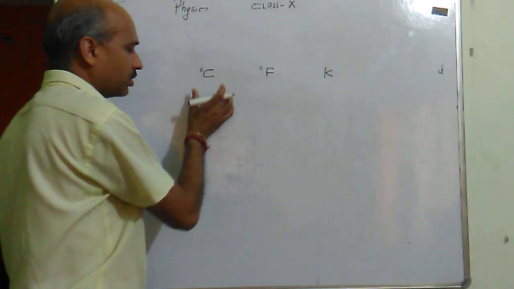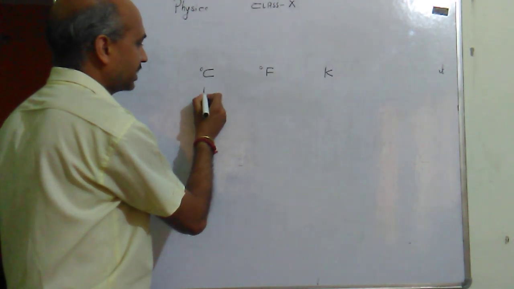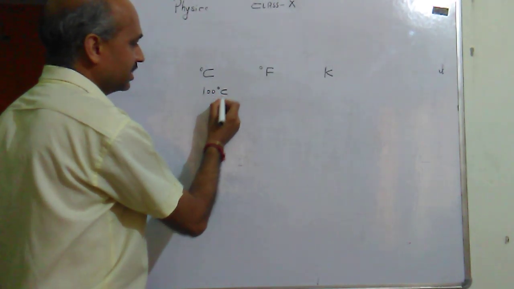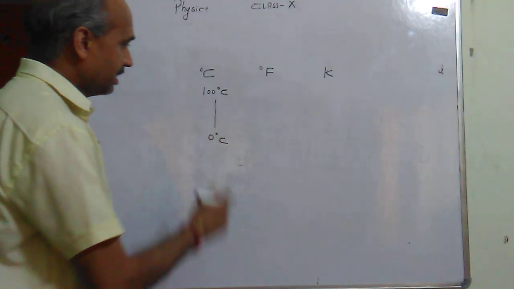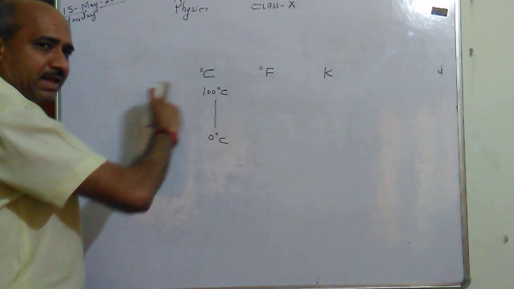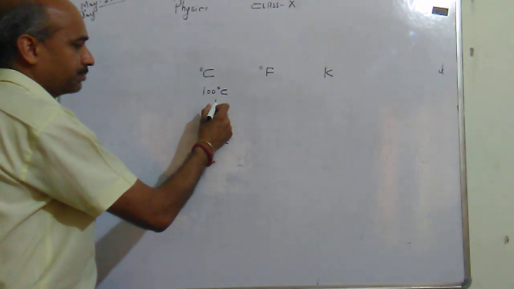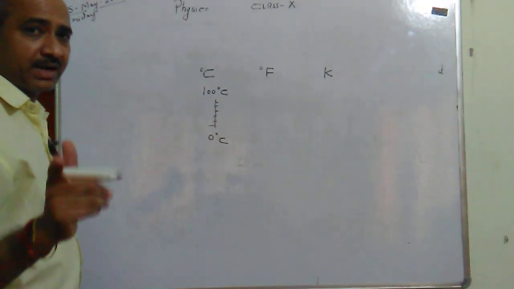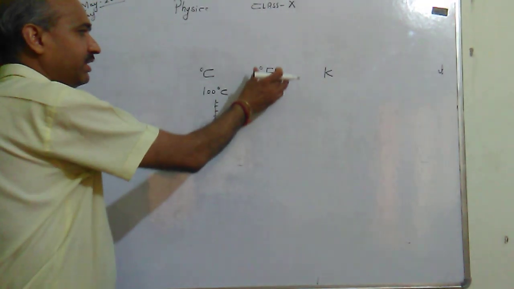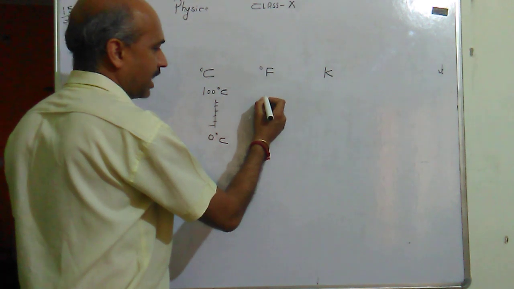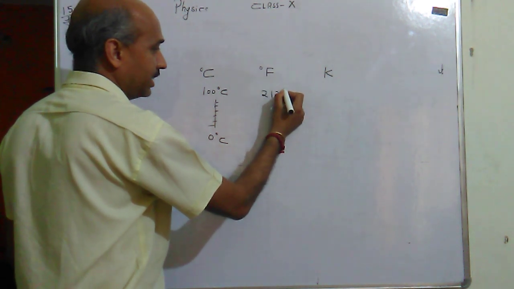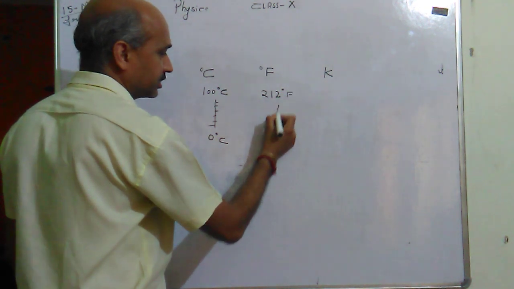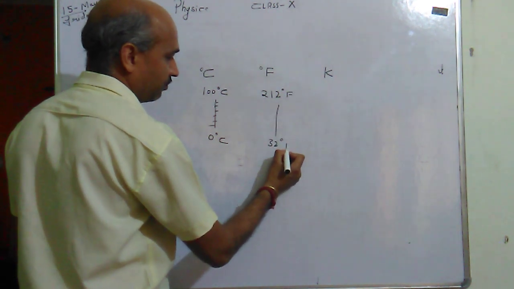Now if we talk about the upper fixed point and lower fixed point of the Celsius scale, the upper fixed point is 100 degrees Celsius and the lower fixed point is 0 degrees Celsius. Means the total length of the thermometer is divided into 100 equal parts and each part represents 1 degree. Now when we talk about the Fahrenheit scale, the upper fixed point is 212 degrees Fahrenheit and the lower fixed point is 32 degrees Fahrenheit.